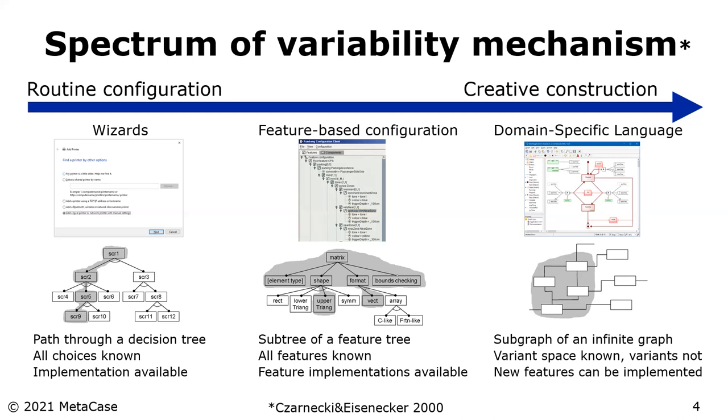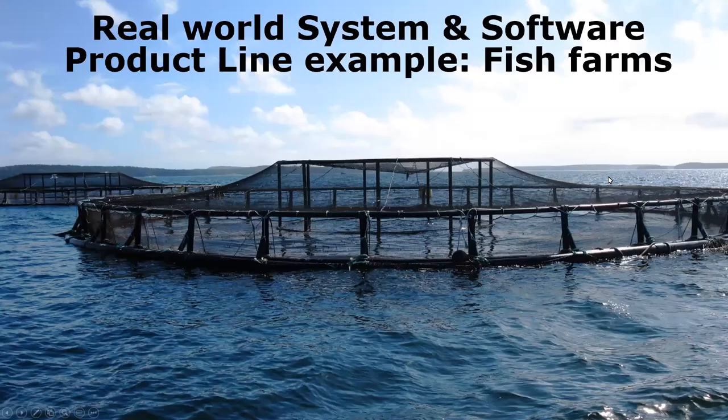I can be very creative, but also it cannot be much automated. So let me show an example of a software product line. And because this conference is not anymore just software product line, it's actually system and software product line, I'll use a product line that contains both hardware and the software side.